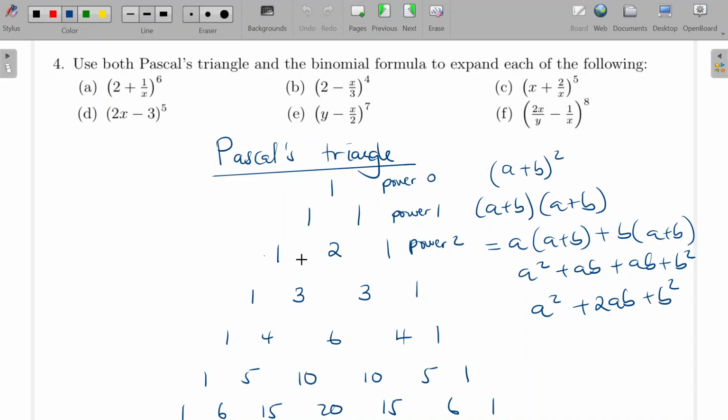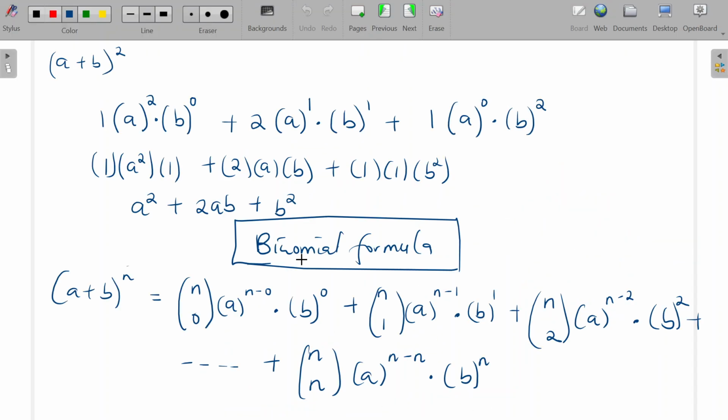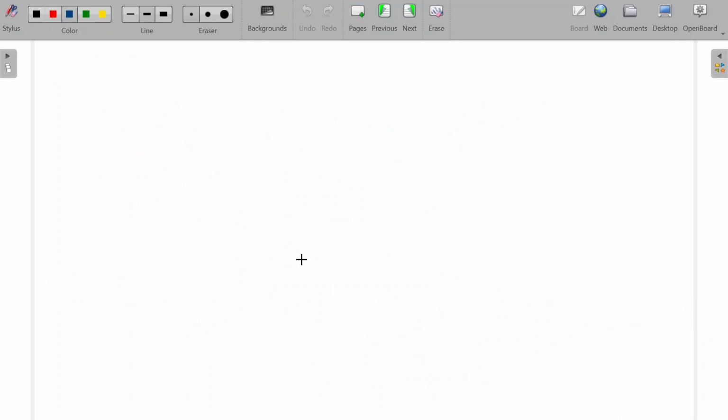Okay, so when you reach this question, which is A, which is 2 plus 1 over x raised to power 6. Okay, so now let us start with Pascal's triangle.